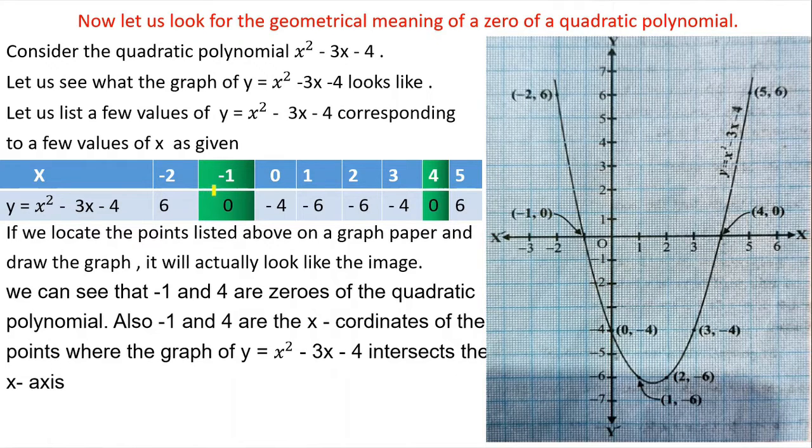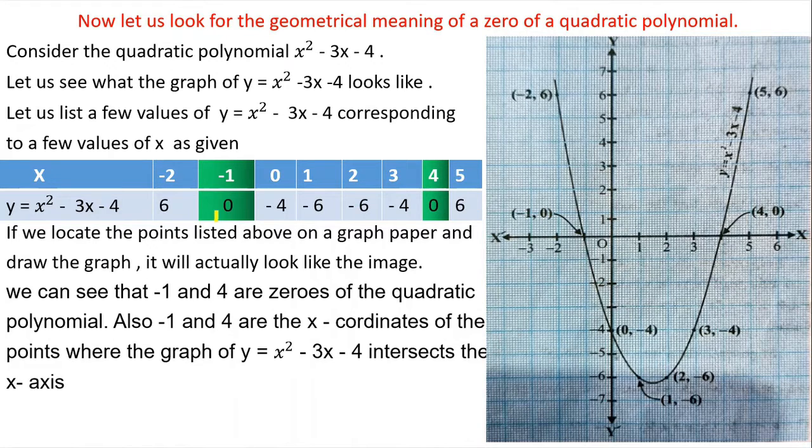Similarly, if x is equal to minus 1, then y is equal to 0. If x is equal to 0, y is equal to minus 4. If x is equal to 1, then y is equal to minus 6. If x is equal to 2, then y is equal to minus 6. If x is equal to 3, then y is equal to minus 4. And if x is equal to 4, then y is equal to 0. And if x is equal to 5, y is equal to 6.